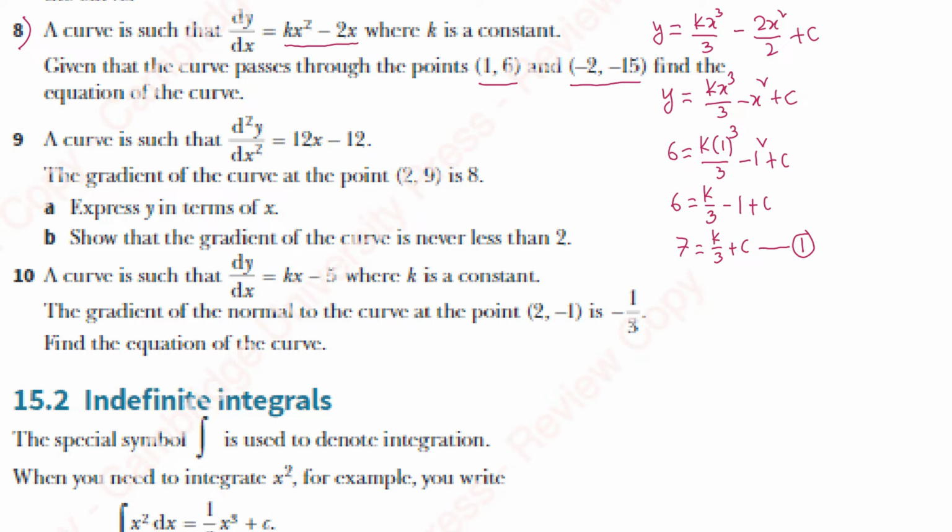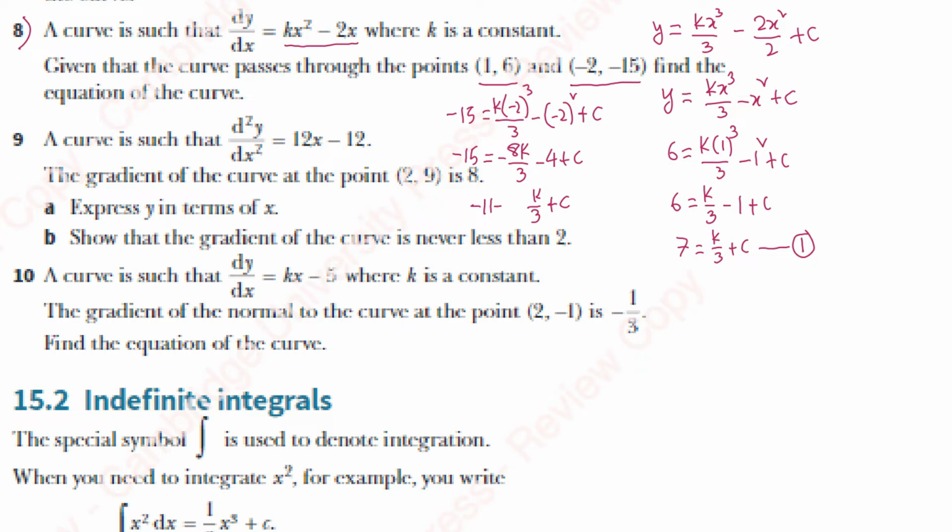If we put here the values minus 2 and minus 15, then it becomes minus 15 equals k into minus 2 whole cubed divided by 3, minus minus 2 whole squared, plus c. So minus 15 equals minus 8k by 3, minus 4, plus c. So if we add, it is minus 11 equals minus 8k by 3 on the right side plus c. Take 4 to the left side, then you can write like this.